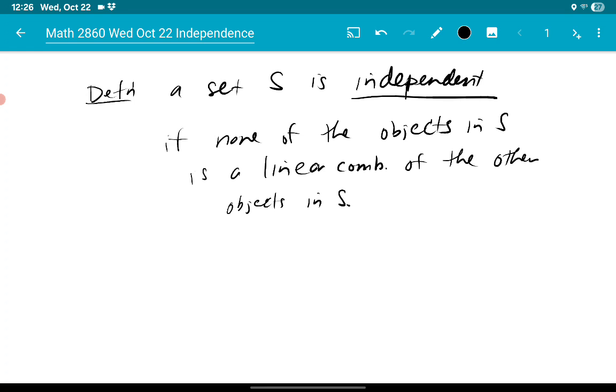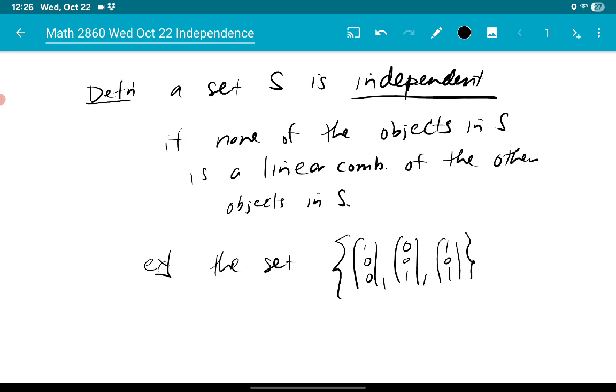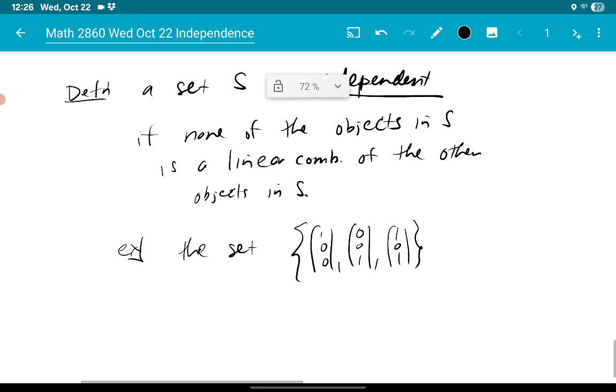So that last set, for example, the set we were just looking at, the set 1, 0, 0, 0, 0, 1, and then 1, 0, 1. If you just inspect it quickly, since the last object is the sum of the first two, this one is a linear combination of the other two. Therefore, this set is not independent. Because to be independent, none of the objects could be a linear combination of the others.